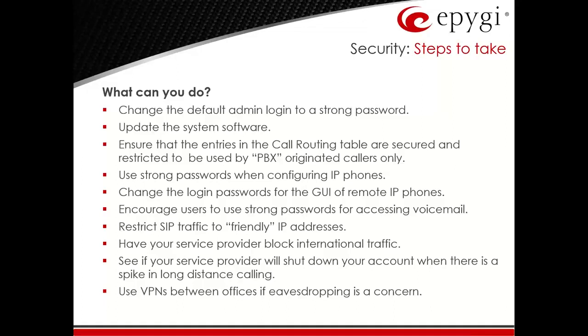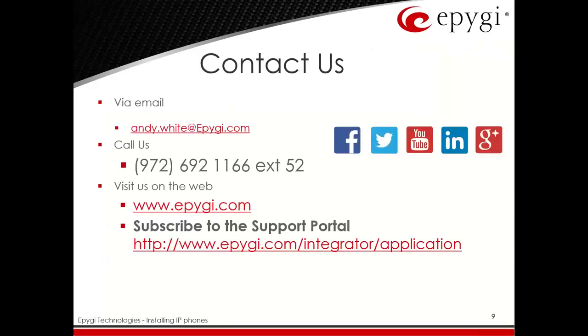All right, use VPNs between offices if eavesdropping is a concern. Eavesdropping isn't a high security risk. I don't think it is. It takes a good bit for somebody to be on the network, and especially out on the internet, they'd have to have access to your access point to be able to do that, and that would not be very easy. But you can run VPN between your offices, so it's a little bit more secure.